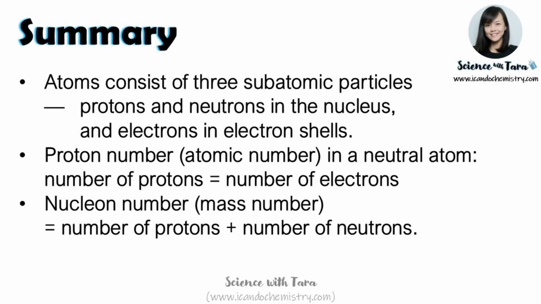In this video, we have learned that atoms consist of 3 subatomic particles: protons and neutrons in the nucleus, and electrons in electron shells. In a neutral atom, proton number is given by the number of protons, and it is also the same as the number of electrons. Nucleon number, which we call the mass number, is given by the number of protons and the number of neutrons.